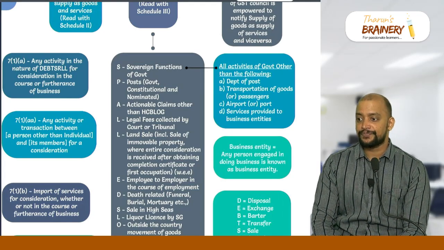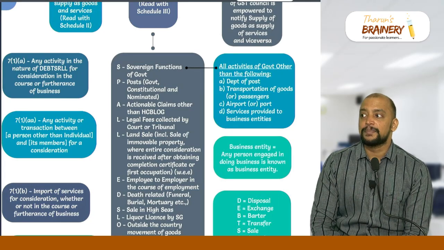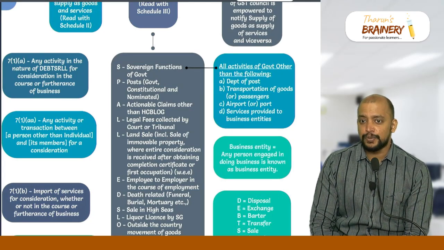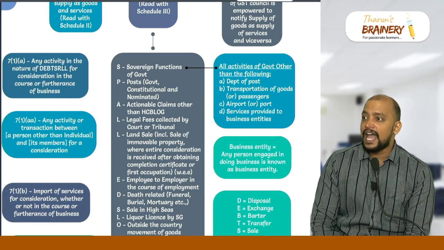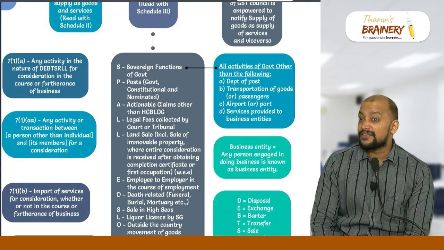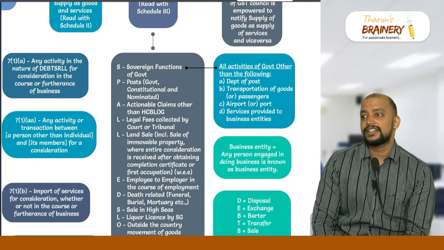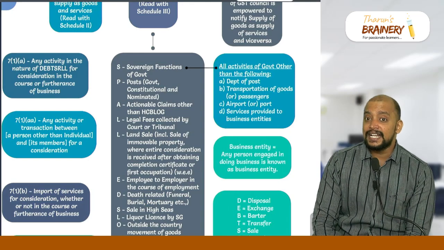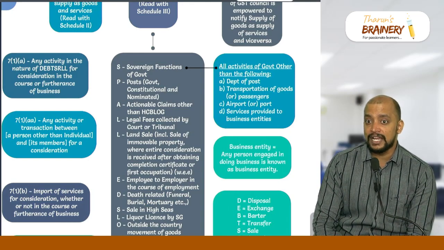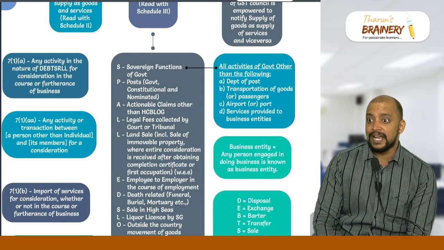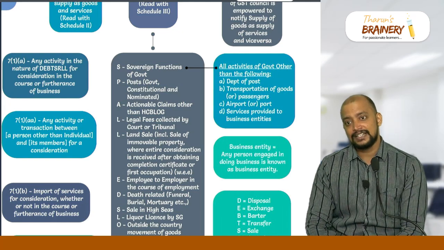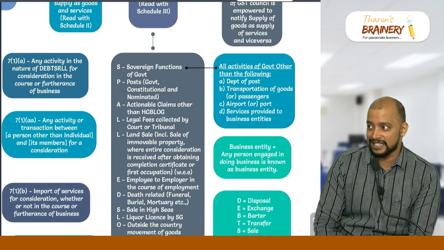Now these water charges which I pay for my house, are they covered under supply or excluded from supply? Why? Is it Department of Post, transportation of goods or passengers, airport or port services, services to business entities? That's why it is not a supply. Had I taken this metro water connection for my office building and I pay the charges, then yes, it will come under services to business entities.